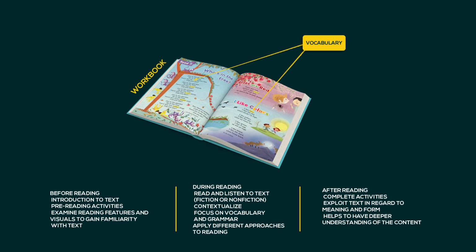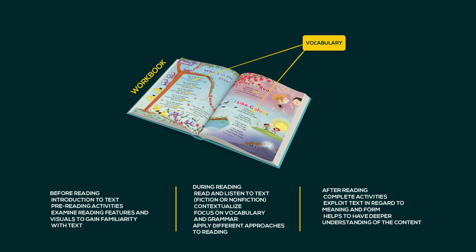So, to recap, before reading, teachers would want to introduce the text and predict what the text might be all about. Examine the visuals and link what the children see to their own experiences and things around them in the classroom and perhaps in the playground outside.